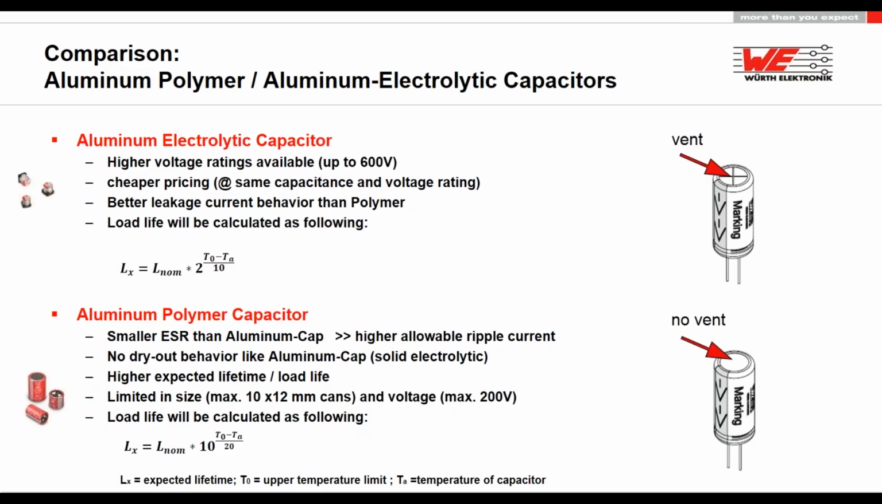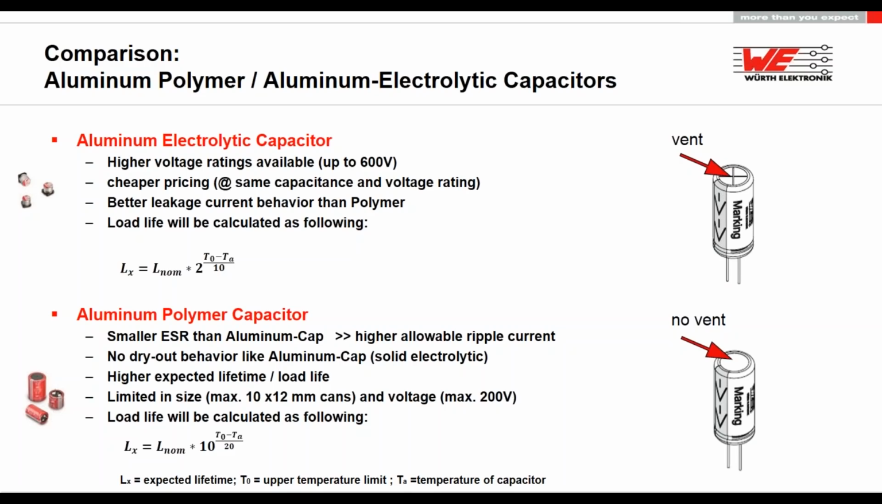But if we talk about lifetime, as you can see, the calculation formula is a bit different. With a 20 degree drop of the max temperature stated in the data sheet, you can calculate the expected lifetime with a factor of 10. So this would mean if you have a 2000 hour 105 degree type, if you come down to 85 degrees, it would already be a 20,000 hour component.